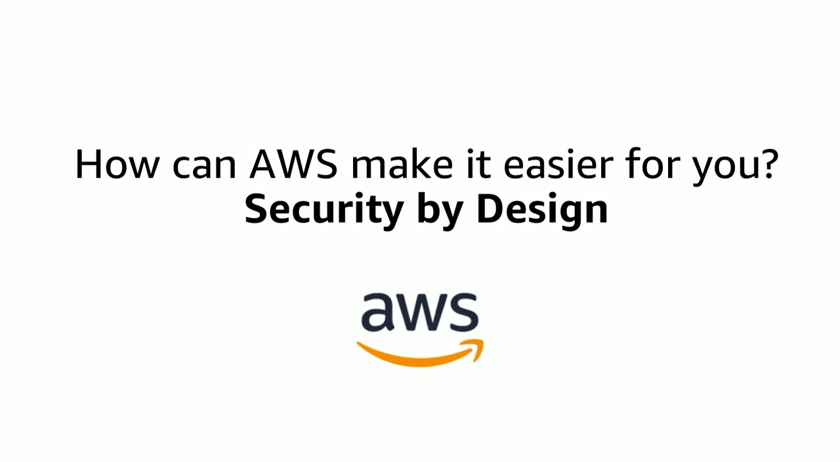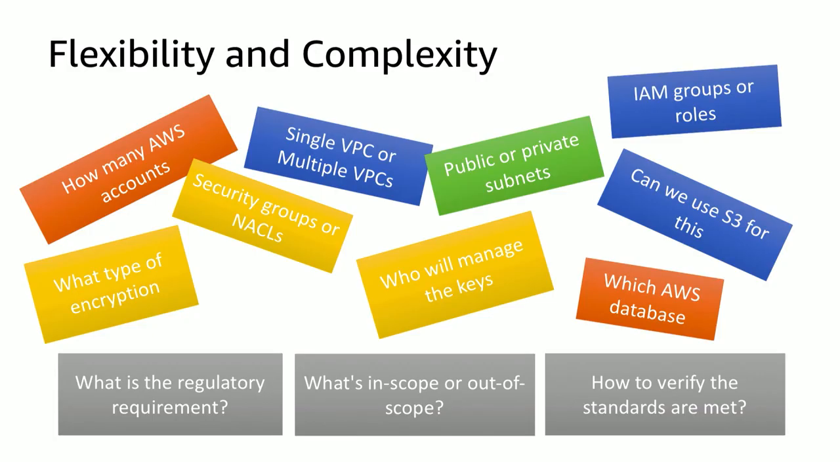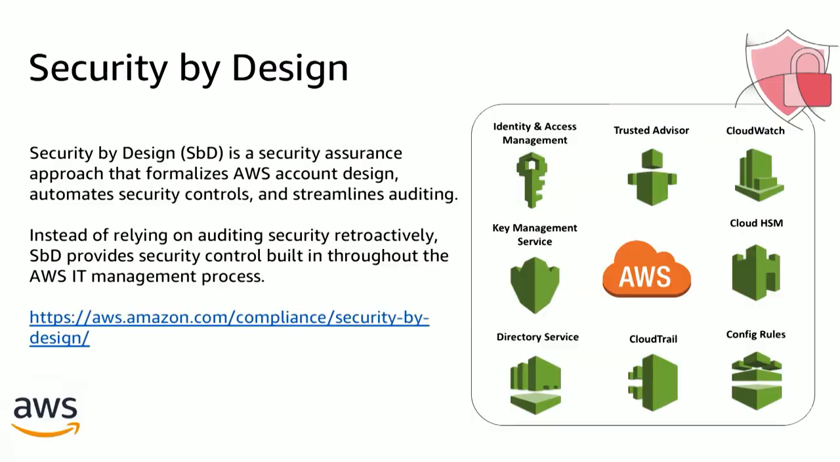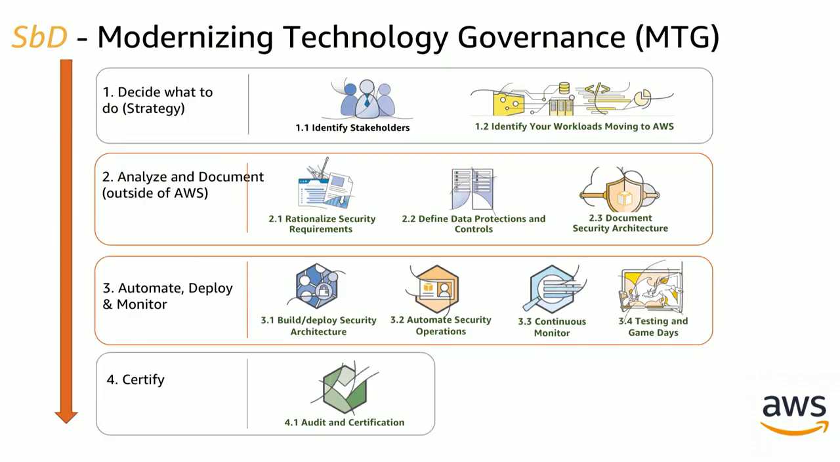So the other thing is security by design. This is actually a program that we have, because at the end of the day, as I talked about, there are so many different things. There is IAM, groups and roles, public or private subnets. There is who will manage the keys, which databases, et cetera. And it's all dependent on the underlying workflow that you're trying to implement, right? So we have this program called Security by Design, which is a security assurance approach that formalizes AWS account design and your security controls with respect to your network infrastructure, your VPC infrastructure, and all of that. You can go to that link down there and read more about this in detail.